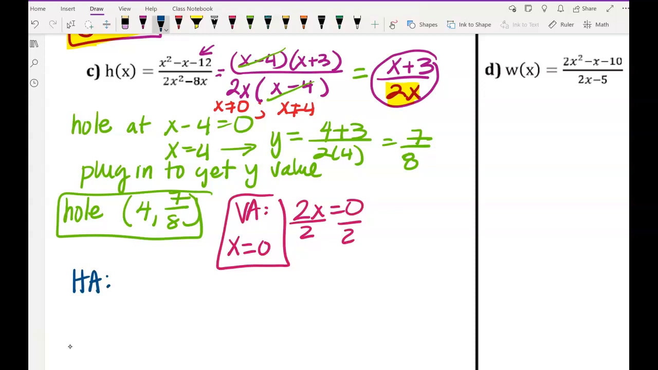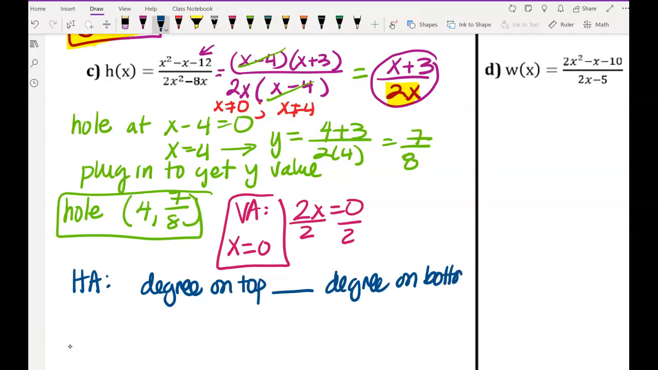Remember, we're going to look for the degree first. Degree on top to see if it's bigger, equal, or less than the degree on bottom, okay? All right, on the top, we have a power of 1. On the bottom, we have a power of 1. So they are the same. If they are the same, that means we will take the leading coefficient of the top. The top currently has a 1 here, a 1 here, and a 2 on the bottom. So that's going to be 1 over 2. All done.